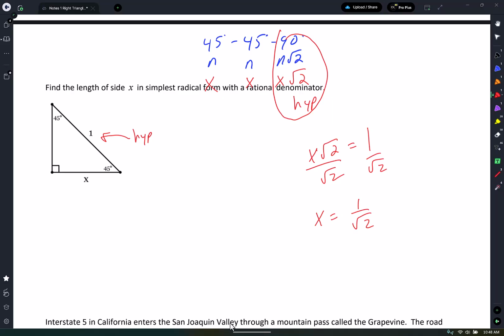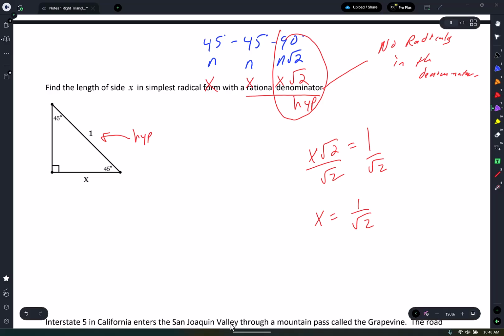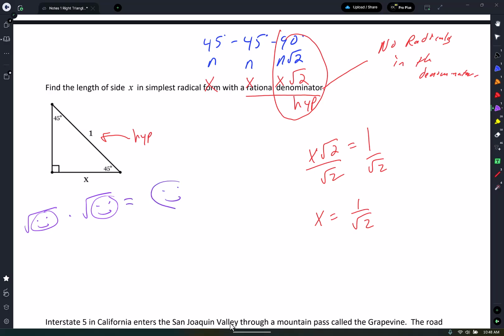But it does say here rational denominator. So, child, what does that mean? Rational denominator means no radicals in the denominator. That's what it means. So, I don't want you to be a robot. Remember your laws of exponents: square root of happy face times square root of happy face equals happy face. Remember that.